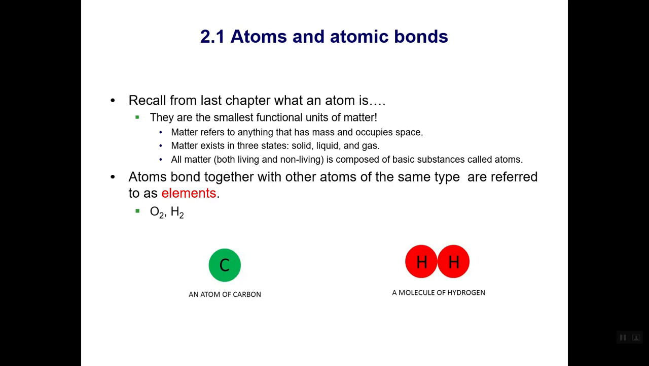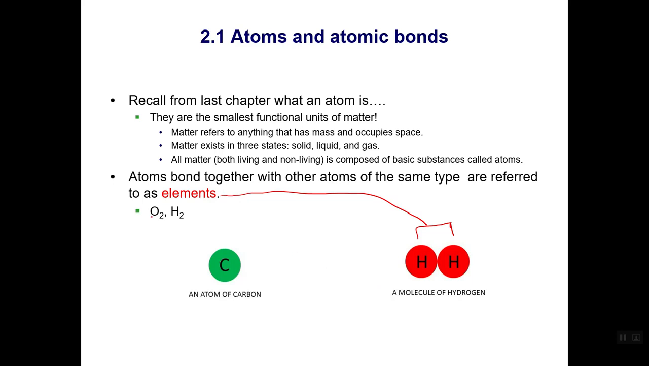If they are bound to the atoms of the same type, we call that an element. So here on the left, we see a little green ball. This is representing a single atom of carbon. Here, we have two atoms of hydrogen. That's H2. Because we have two atoms that are of the same type, that is an element. All right, this is an element. This is an atom. So there's our difference.